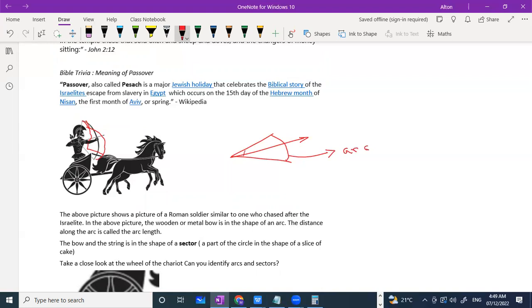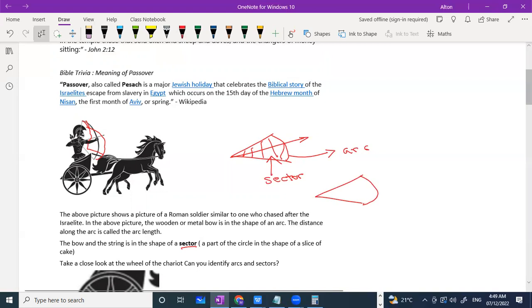And when you look at the entire shape itself, that is known as the sector of a circle. So we're going to be meeting those terms. The bow and the string is the shape of the sector. That's part of a circle. And remember, it resembles a slice of a pizza or a cake. So that's the sector of the circle.